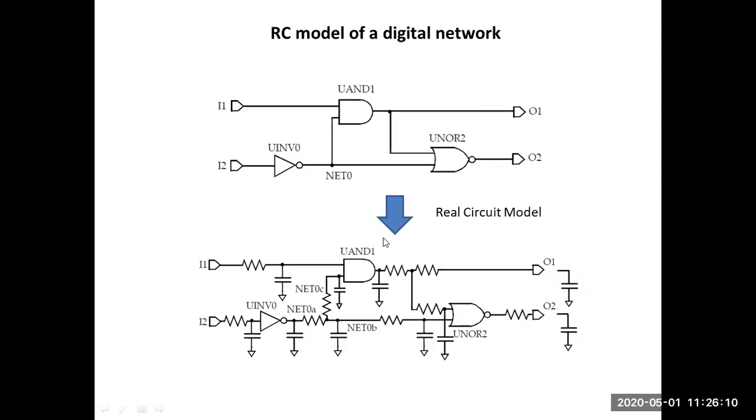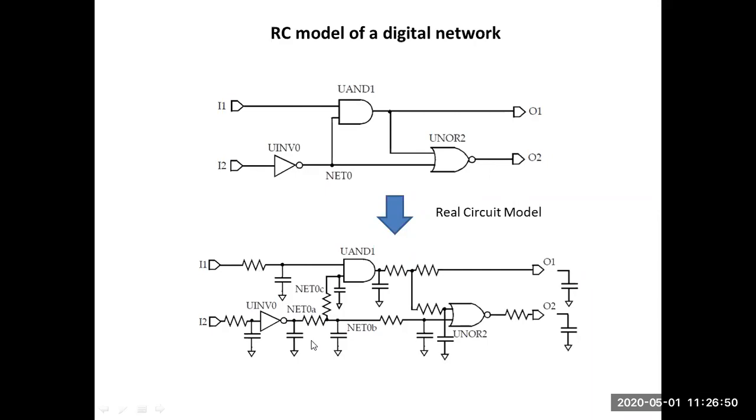Fine. So whenever your gates will switch from 0 to 1, they have to either charge or discharge this capacitance. And charging and discharging will take place through the RC. R is associated with the wire resistance as well as the resistance internal to the gates. That resistance is basically due to the transistors inside the gates. So this is the real model of any digital network. So this digital network that we are given here will have this kind of RC model.